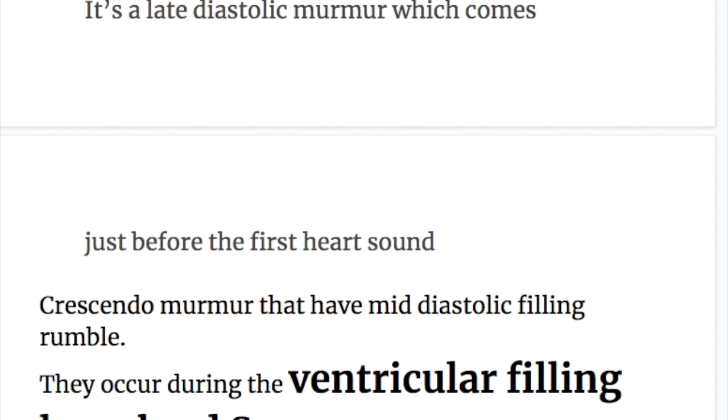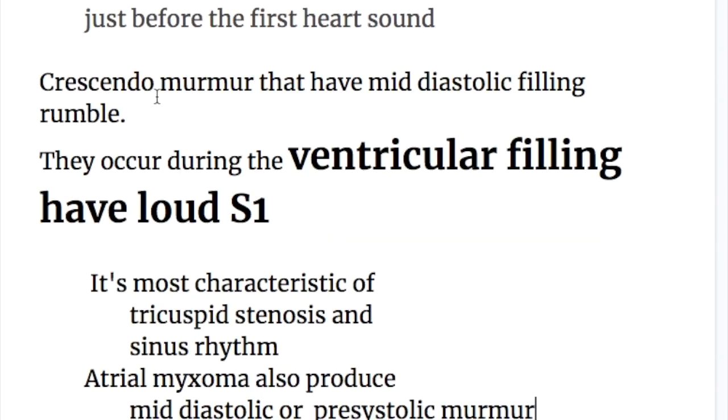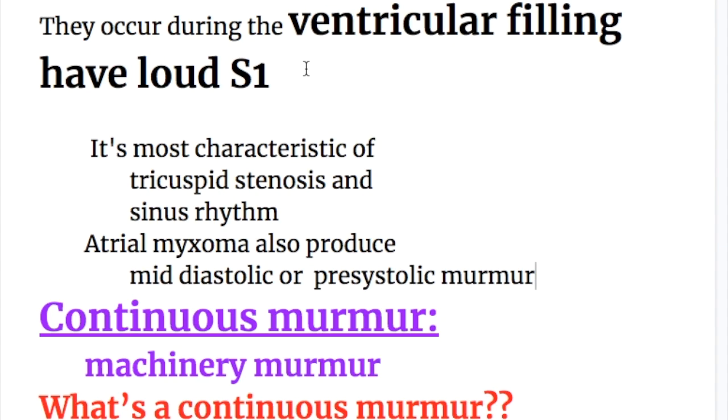And what's a pre-systolic murmur? A pre-systolic murmur is a late diastolic murmur. It comes just before the first heart sound. It's not a systolic murmur, it's a late diastolic murmur. It's a crescendo murmur that follows the mid-diastolic filling rumble. See, it's a crescendo. It's increasing because the blood volume is increased. They occur during ventricular filling and end with a loud first heart sound.